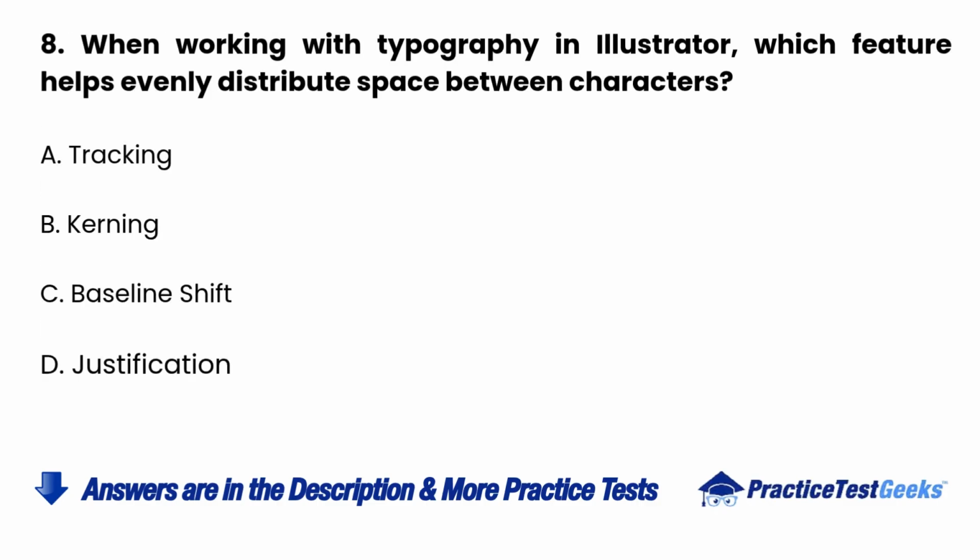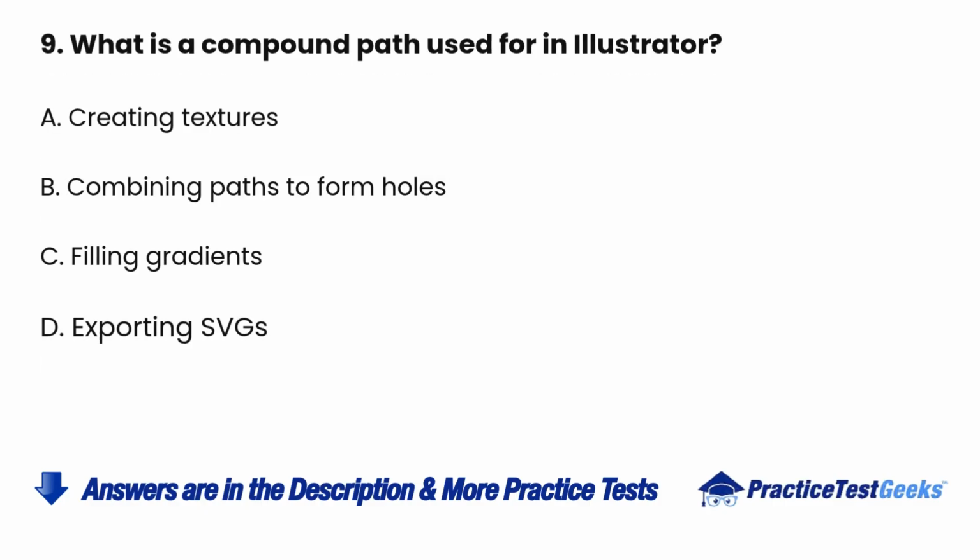8. When working with typography in Illustrator, which feature helps evenly distribute space between characters? A. Tracking. B. Kerning. C. Baseline shift. D. Justification. 9. What is a compound path used for in Illustrator? A. Creating textures. B. Combining paths to form holes. C. Filling gradients. D. Exporting SVGs.